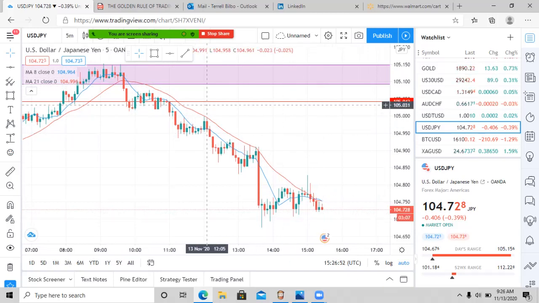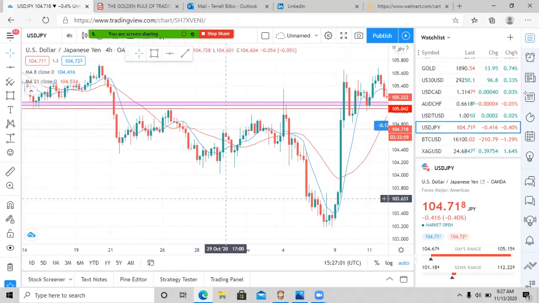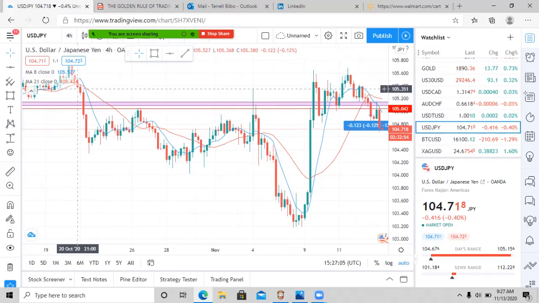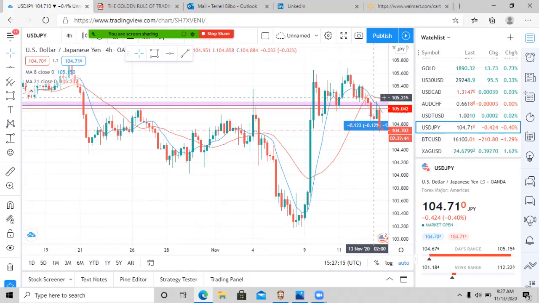So that is how your zone will help you find your entry points. And then you can go to your 4-hour chart, and this is where we always draw our zones from on a 4-hour chart. But then you can see how that zone is being respected. The zone is being respected. Even when it goes above it, it comes back and it respects that zone.